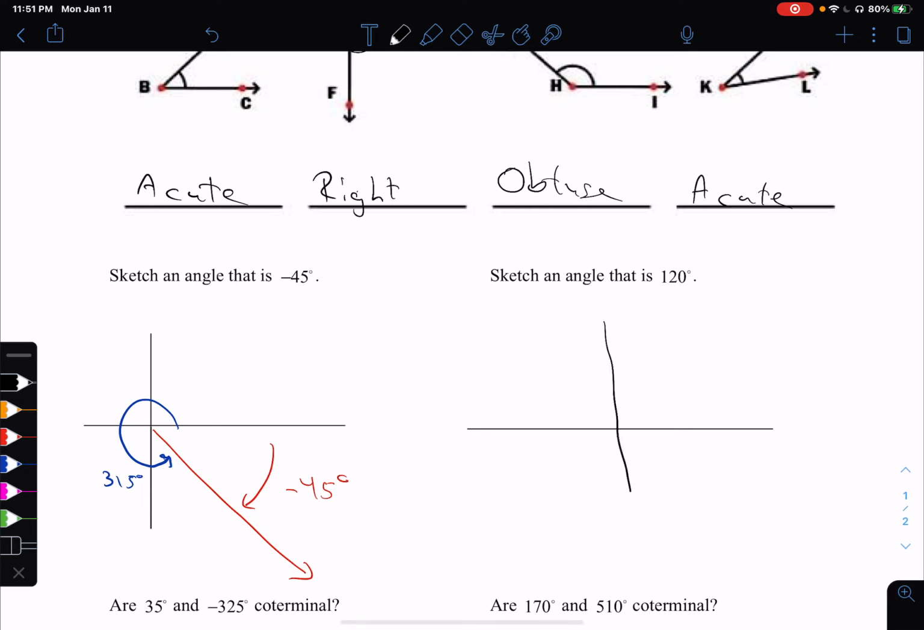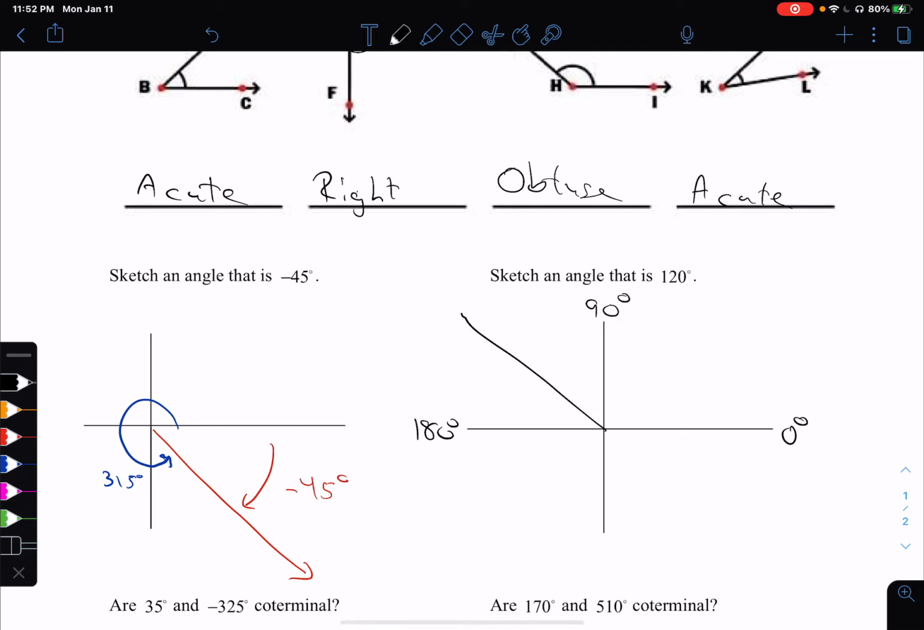Okay, next up is sketch an angle that is 120 degrees. Well, 120 is between 90 and 180, so it's going to be an obtuse angle. And 120 is not immediately halfway between 90 and 180. 90 degrees is up here, 180 is over there. 120 isn't the midpoint. It's actually closer to 90 degrees. The actual midpoint between 90 and 180 would be 135. If you average those two, you get 135.